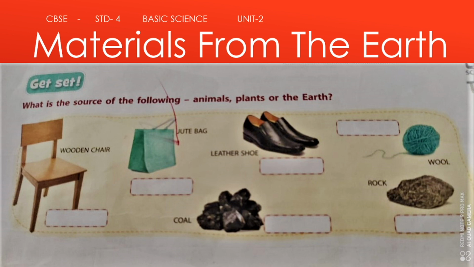Look at the chair, wooden chair, that is from the plant. Jute bag, that is also from plant. Now shoe, that is from the animals. Wool is also from animals. Sheep, from sheep we get the wool. Look at the coal that we get from the earth, and rock that also we get from the earth. So in this section we are going to learn material that we get from the earth, and they are called natural resources because they are found in nature.